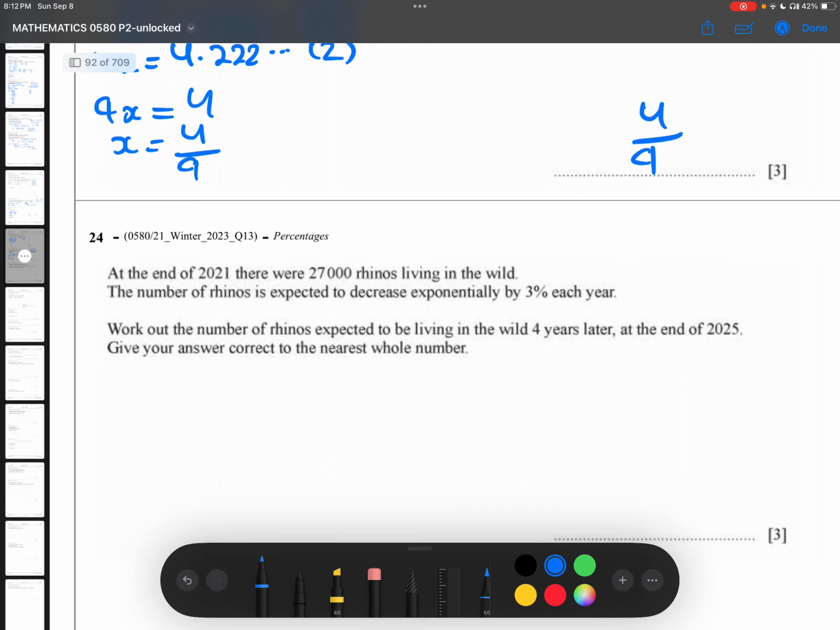Now in the next question it says, at the end of 2021, there were 27,000 rhinos living in the wild. The number of rhinos is expected to decrease exponentially by 3% each year. Work out the number of rhinos expected to be living in the wild 4 years later, at the end of 2025. Give your answer correct to the nearest whole number.